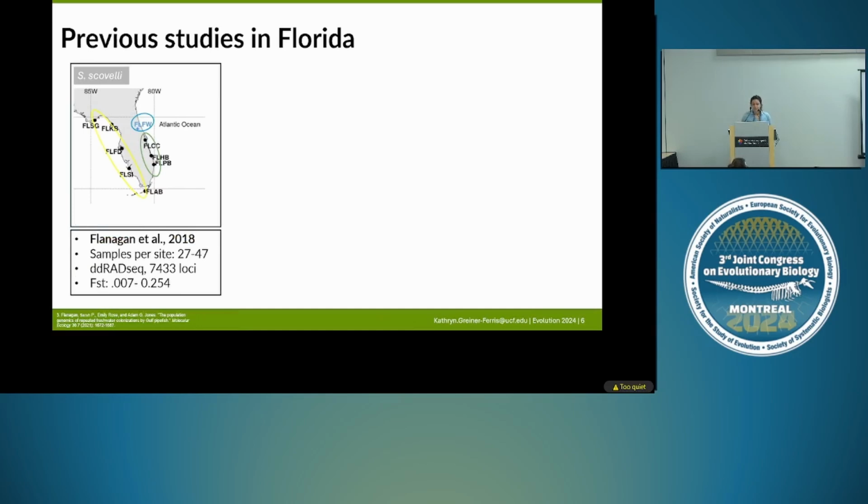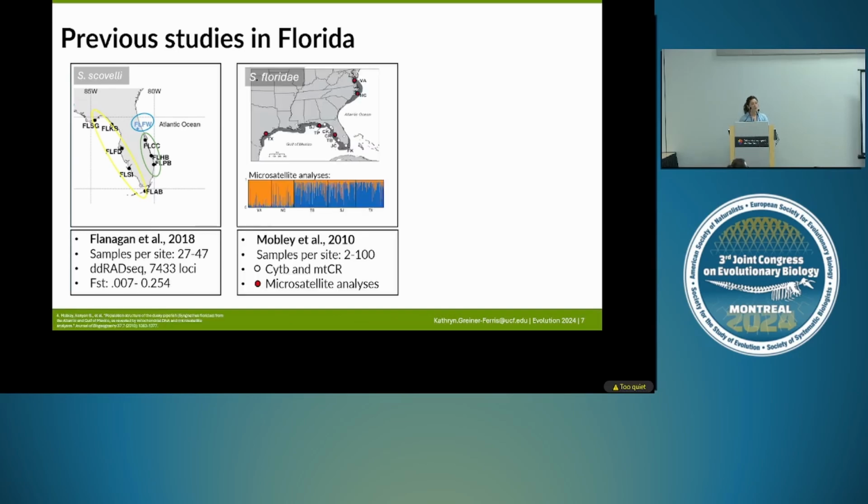So a previous study by Flanagan et al. looked at the fine-scale population structure of scovelli in Florida using ddRADseq, and they sampled from 9 different populations spread across Florida, with samples ranging from 27 to 47 for each population. And their results found 3 distinct populations. The West Coast was genetically distinct from the East Coast, and also a North Florida freshwater population.